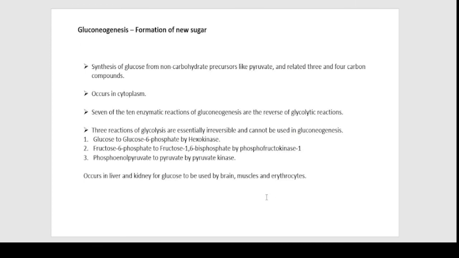This process occurs in liver and kidney and not in brain, muscles and erythrocytes. The glucose which is produced in liver and kidney is transported to brain, muscles and erythrocytes by blood.